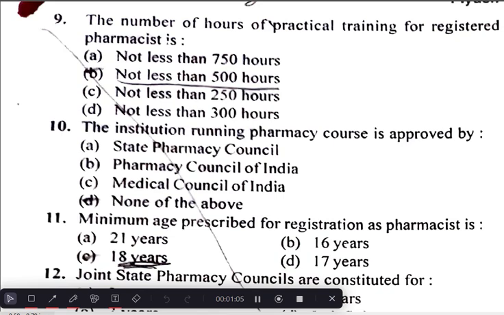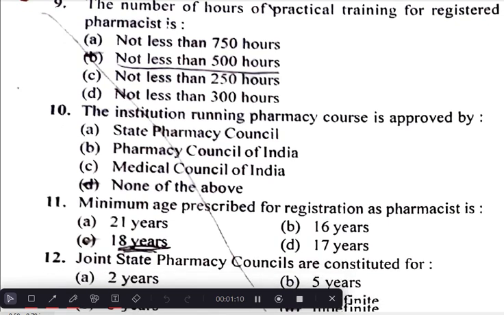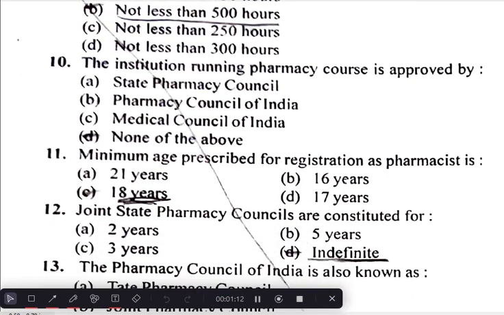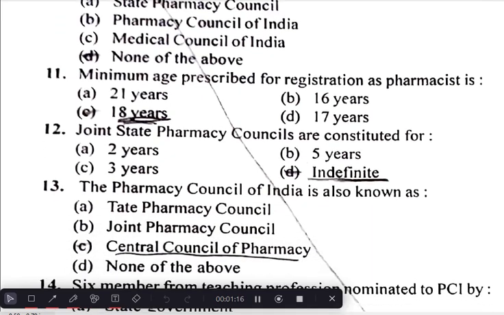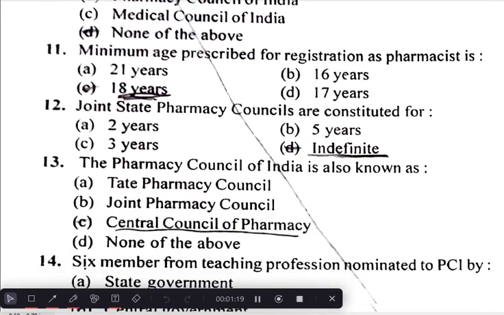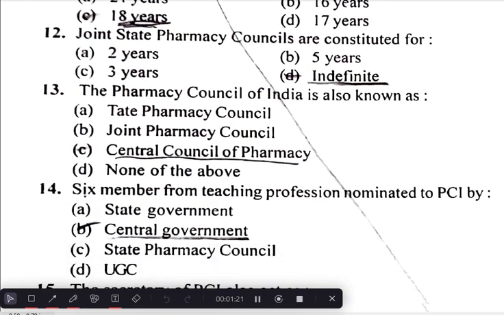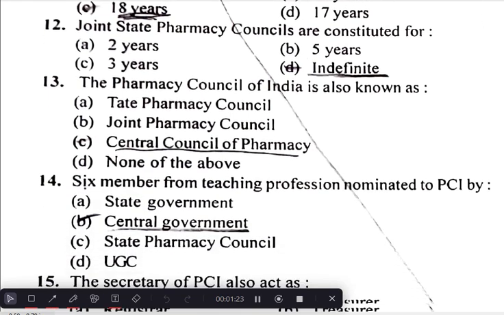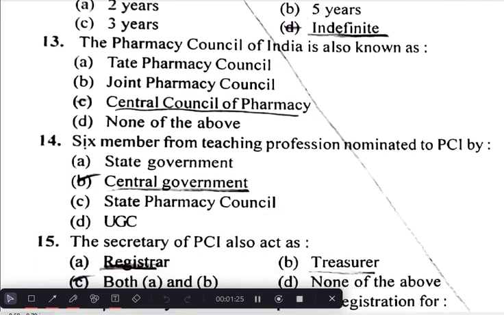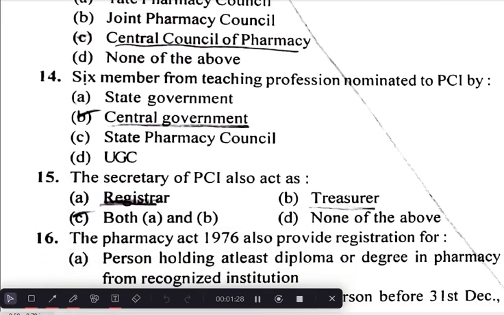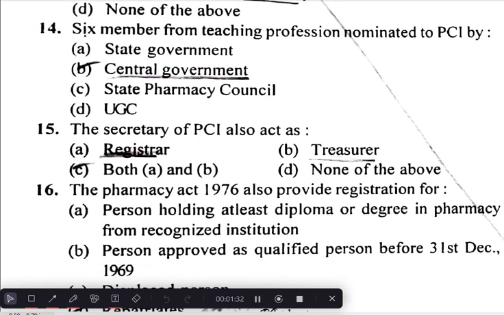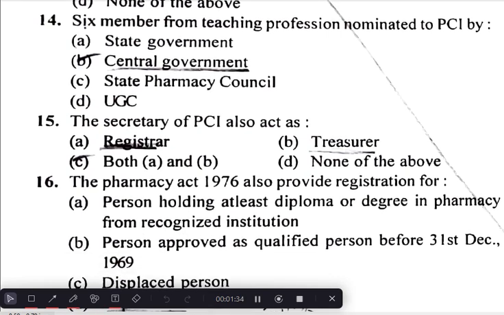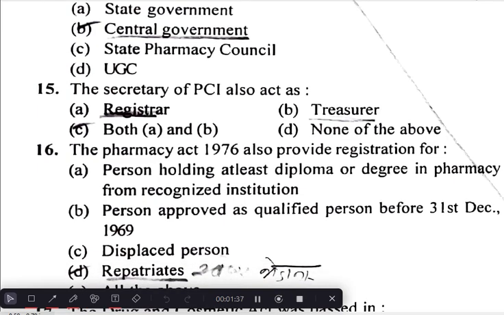The minimum age prescribed for registration as a pharmacist is 18 years. Joint State Pharmacy Council is constituted for an indefinite period of time. The Pharmacy Council of India is also known as the Central Council of Pharmacy. 6 members from the teaching profession are nominated to PCI by the central government. The Secretary of PCI also acts as Registrar and Treasurer. The Pharmacy Act 1976 also provides registration for repatriates.